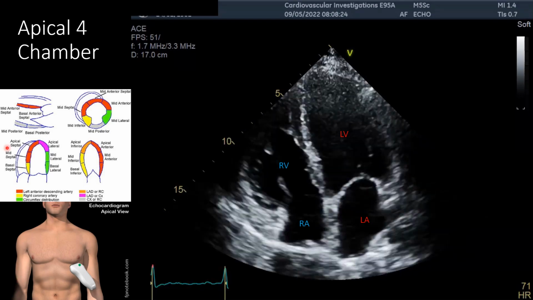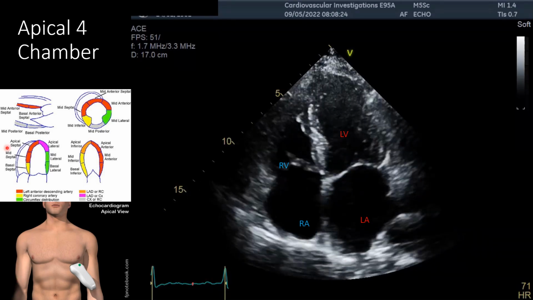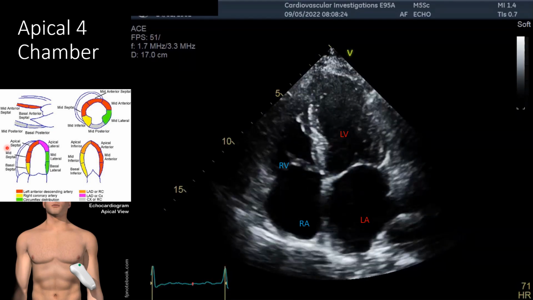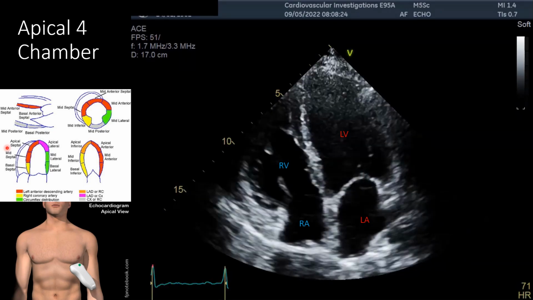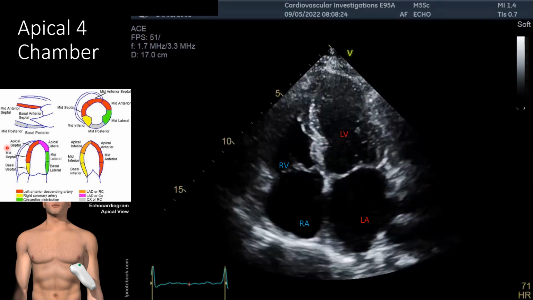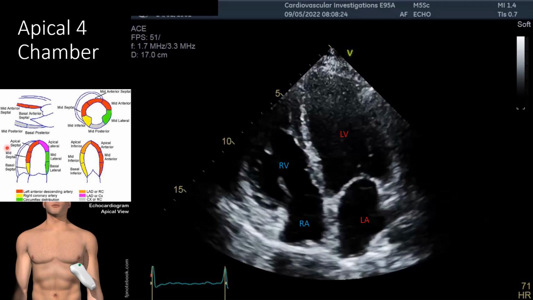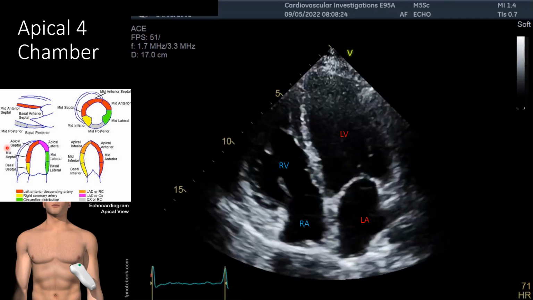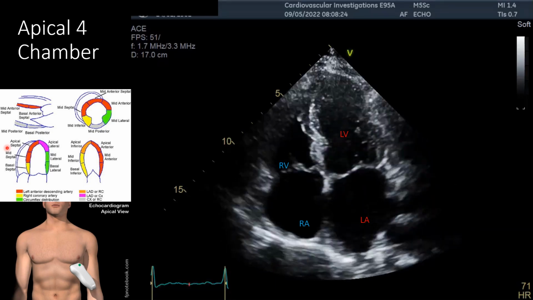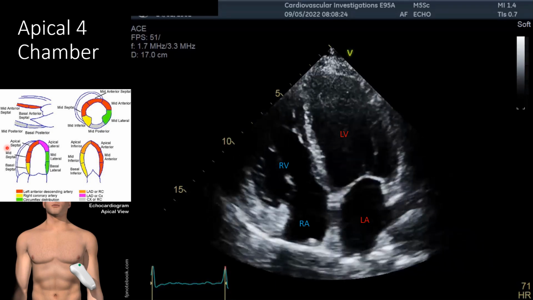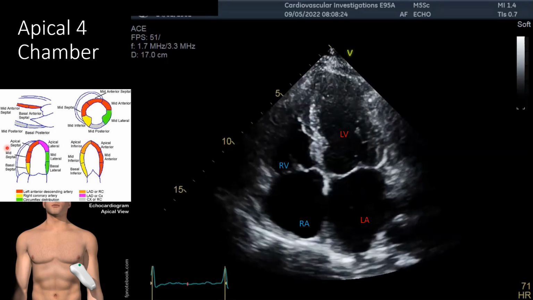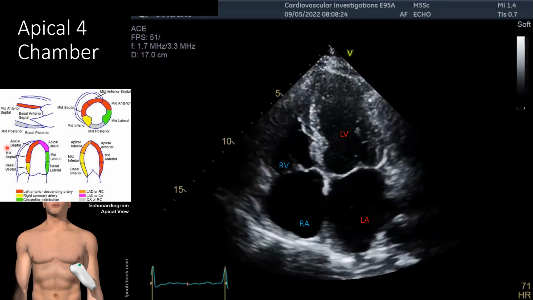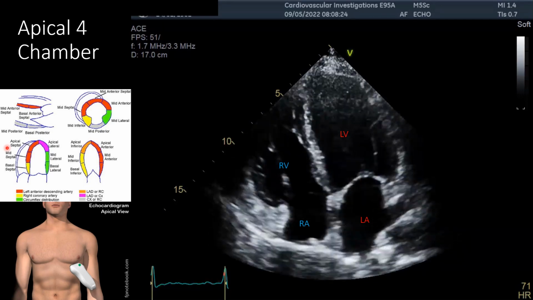We move to the apical window now, and first off the apical four-chamber view. This view is achieved by placing the probe usually in the fourth, fifth, or sixth intercostal rib space, moving from the mid-axillary line around the patient from lateral to medial, with the probe marker facing towards the patient's left shoulder.